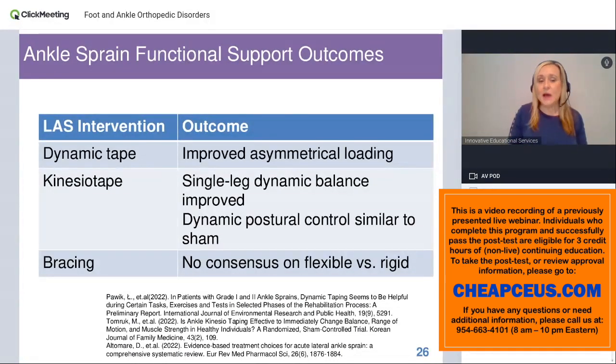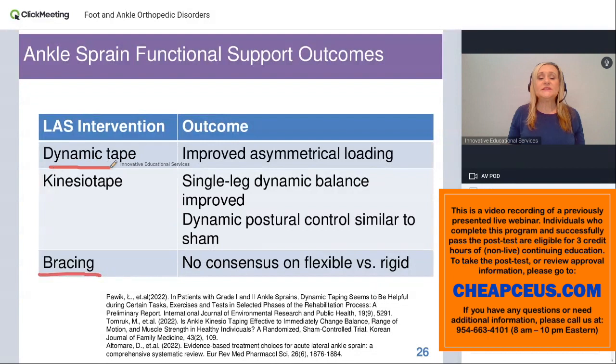Looking at some specific outcome research on different types of functional support, bracing isn't the only way. As I mentioned, there really is no consensus in the research as to the best type of bracing that should be utilized for individuals.